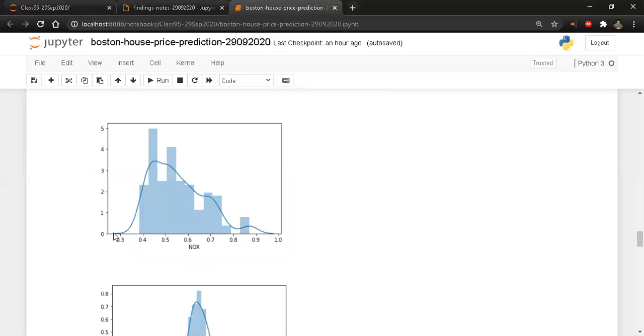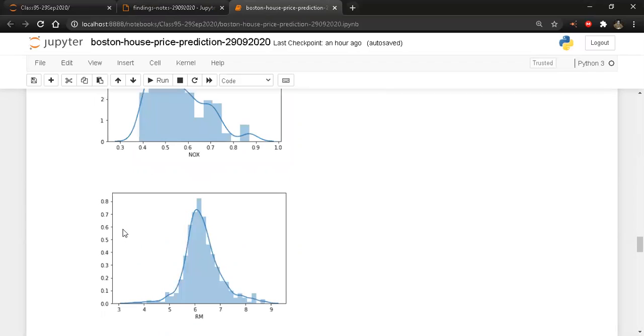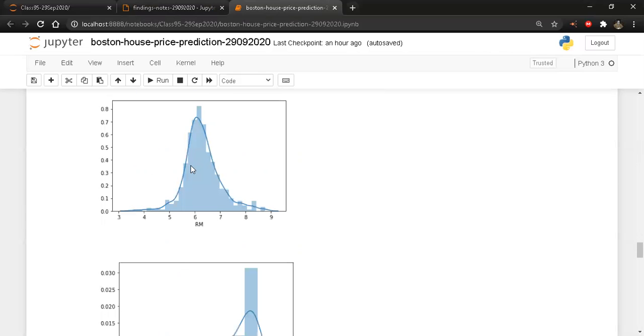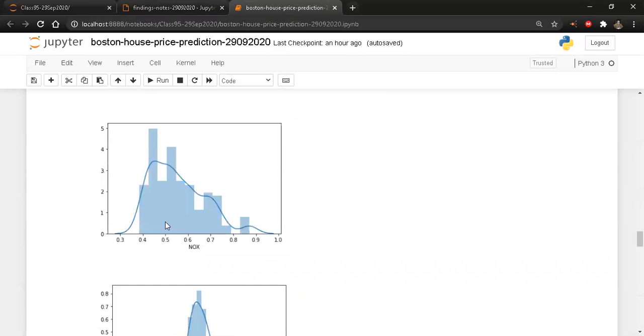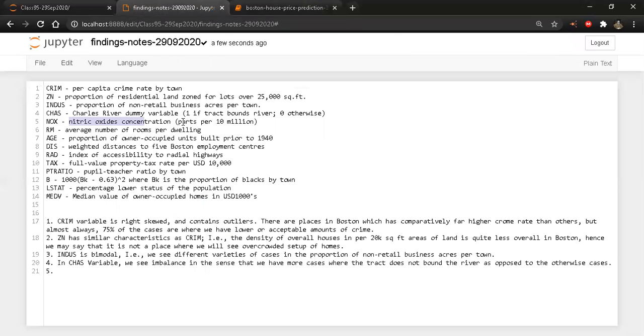Then I have NOX. This is quite close to being a normal distribution, not like RM. RM is beautiful. RM is really normal, but NOX is kind of right skewed, I can say. It has a skewness. It has a tail on the right side. But what is NOX? NOX is nitric oxide concentration, parts per 10 million.